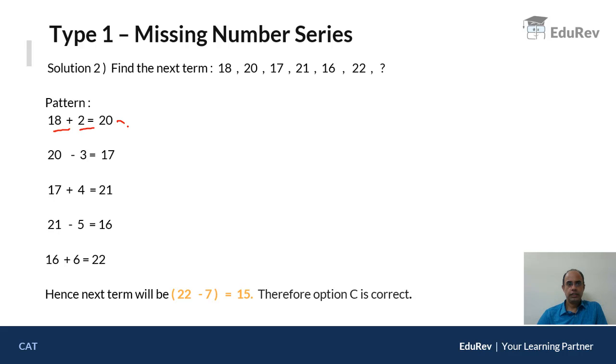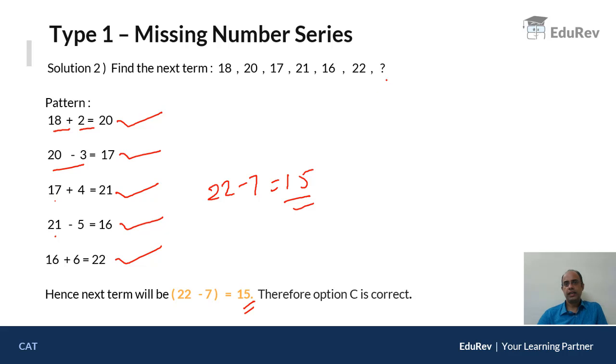18 plus 2 is 20. 20 minus 3 is 17. 17 plus 4 is 21. 21 minus 5 is 16. 16 plus 6 is 22. Hence, the next term should be 22 minus 7, which will give me 15. Hence, 15 should be the next term, which is option C. Hence, option C is the correct answer.